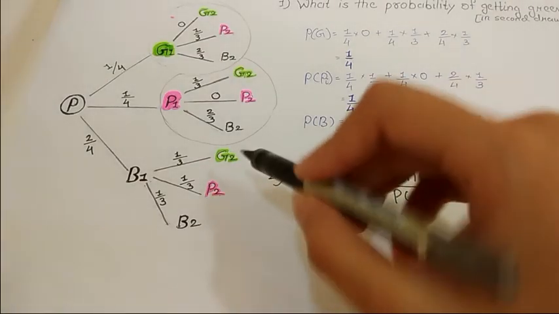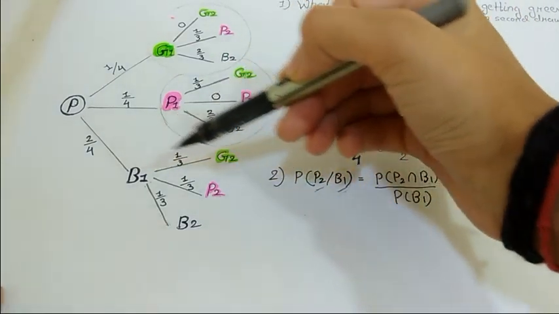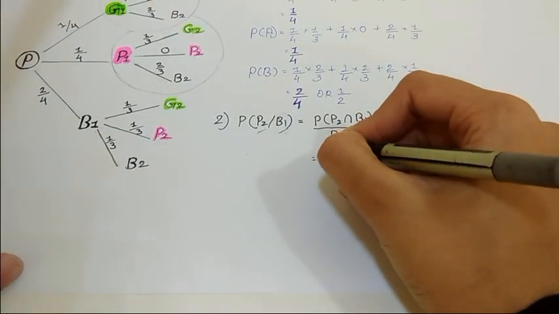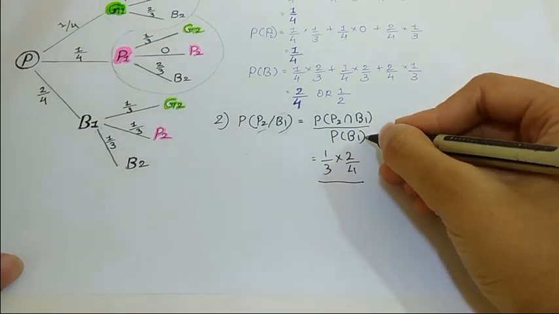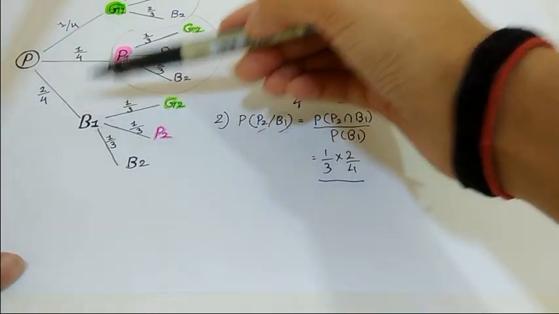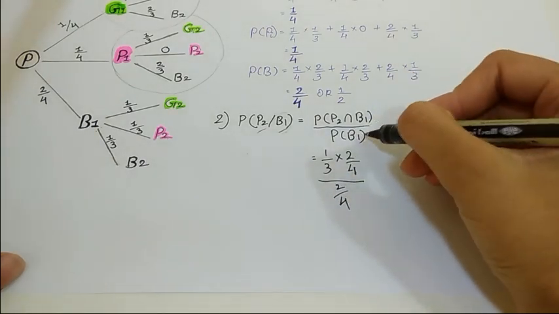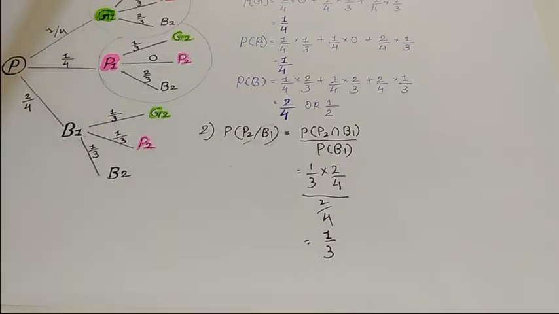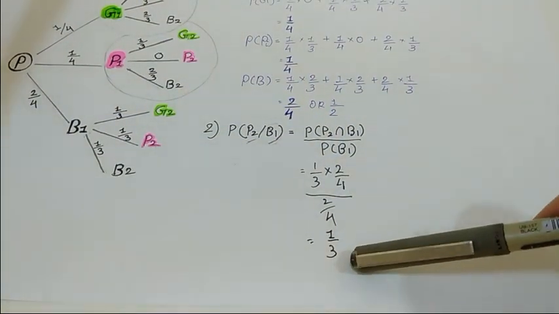Now let us look at the graph. We can see that the probability of getting a pink in the second row, given that we got black in the first row, is 1 by 3 into 2 by 4. So we'll write that upon P of B1, which is 2 by 4, because P of B is equal to P of B1, 2 by 4. So we'll write 1 by 3 into 2 by 4 upon 2 by 4, which will be equal to 1 by 3. So the probability of getting P2 given that B1 has already occurred is 1 by 3.